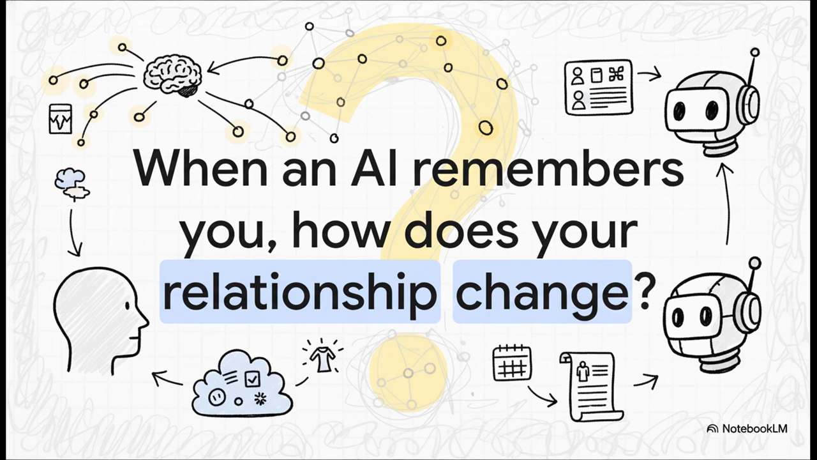So I'll just leave you with this final thought to chew on. As these memory systems get better and better, and an AI can remember not just your preferences, but your goals, your history, your writing style, how does that change the way we interact with it? How does that change our relationship with this technology? Something to think about.